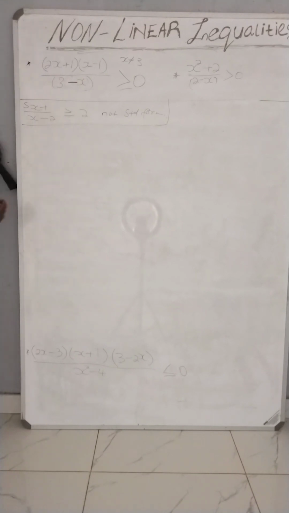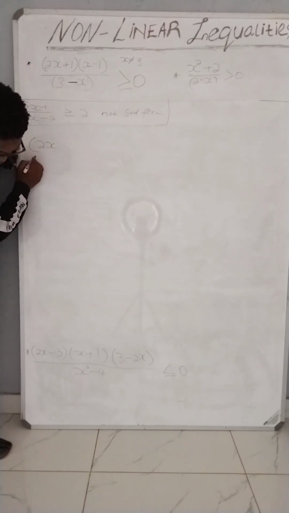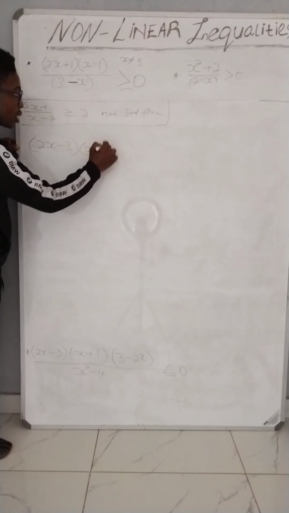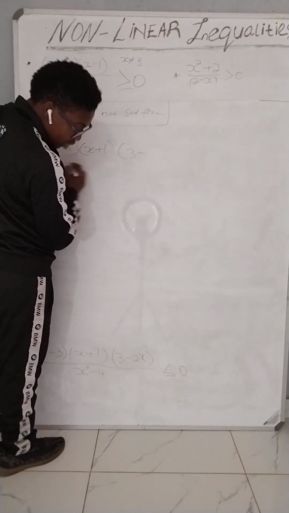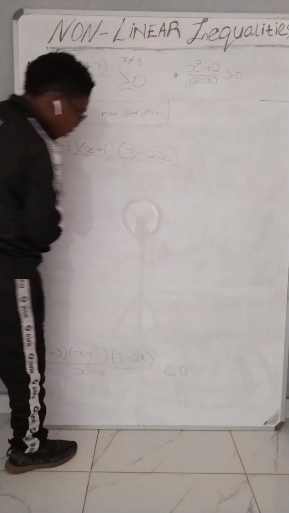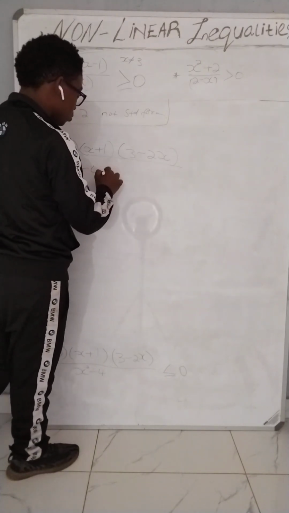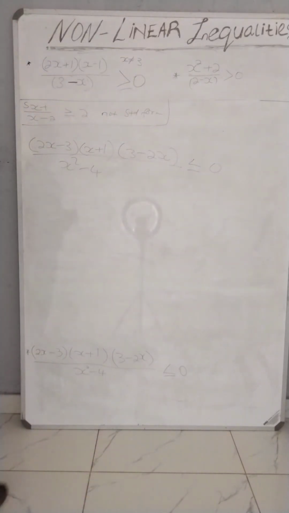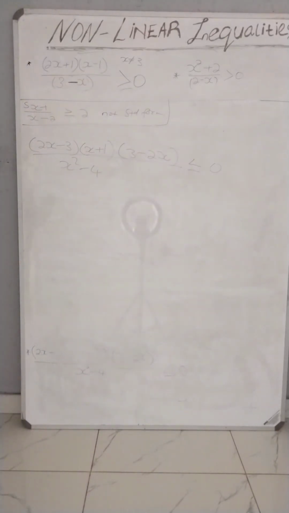The last example that we're going to do is 2x minus 3 as a factor, x plus 1 as a factor, 3 minus 2x as a factor. Oh boy, very interesting. Divide by x squared minus 4 as a factor, and they said it is less or equal to 0. They've already put it in standard form. Okay, all right.